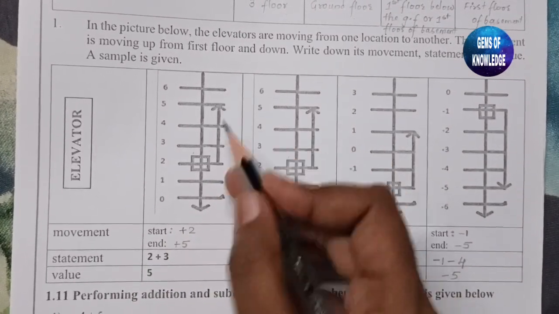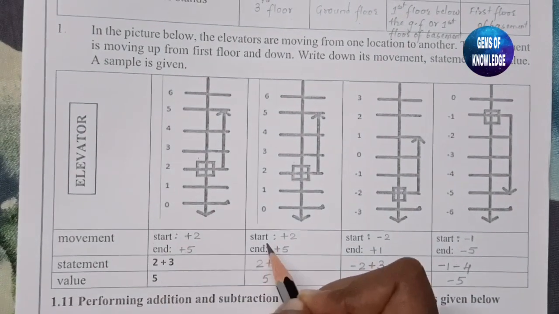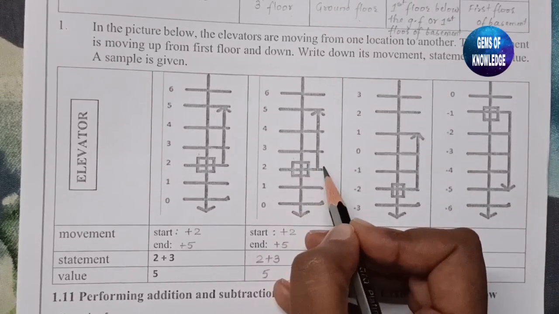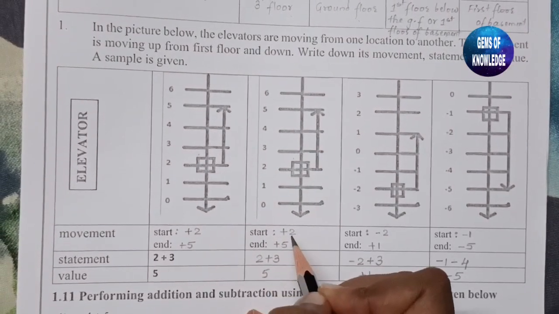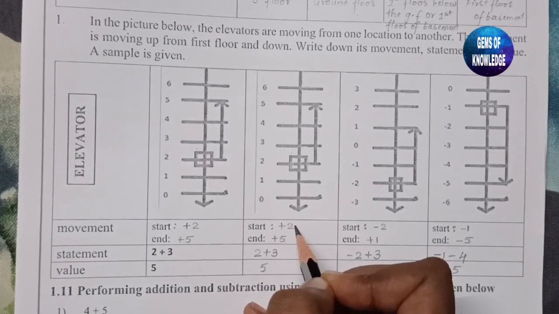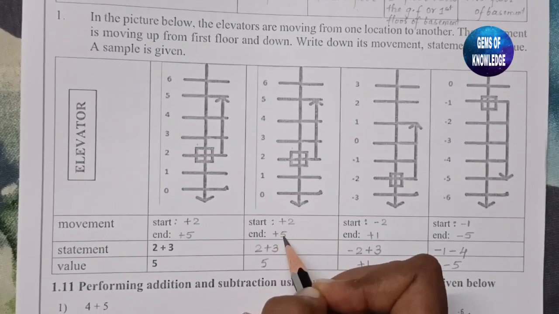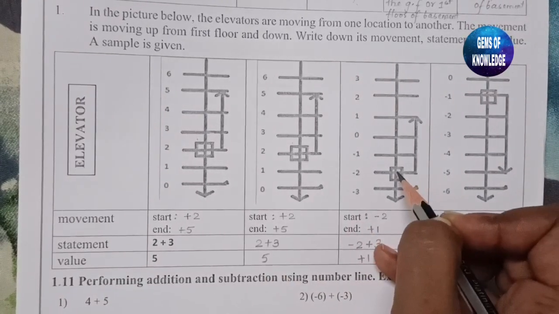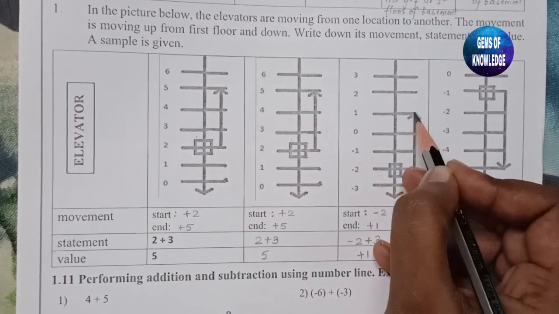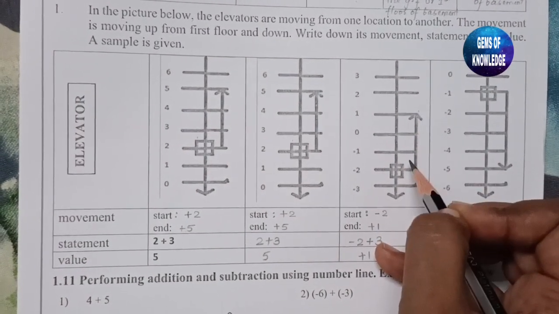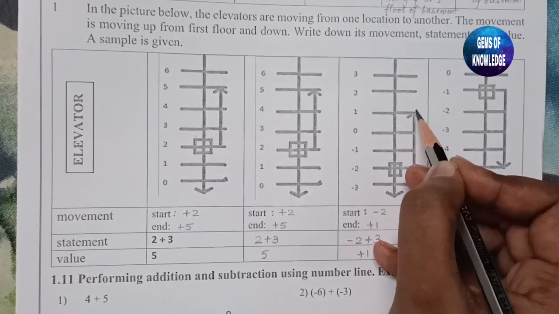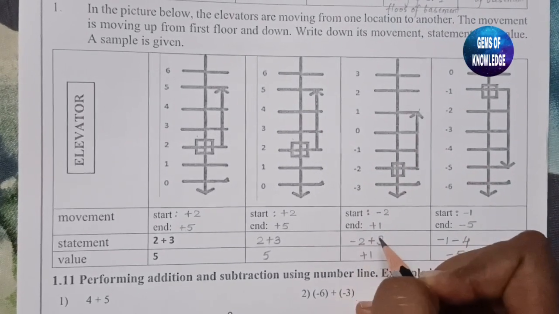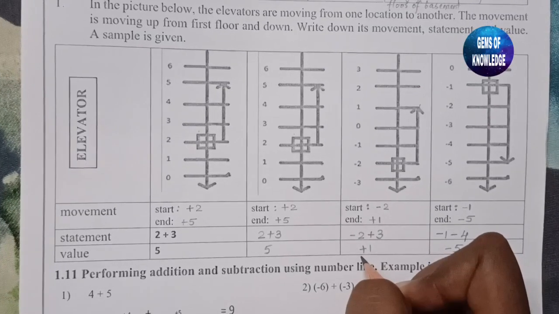1, 2, 3 steps. It will be a total of 5. Similarly, here the starting point is 2 and it will reach 5. Means starting will be at 2 and ending will be at 5. It means 2 plus 3 will give us 5. Similarly, here starting is at minus 1 and it will reach positive 1. So how many steps is it going? 1, 2, 3 steps. Okay, so minus 2 plus 3 will be 1.